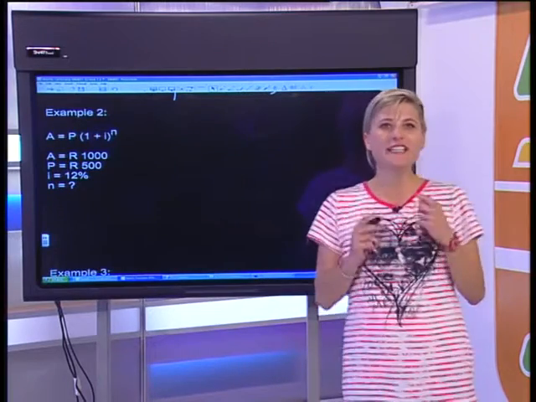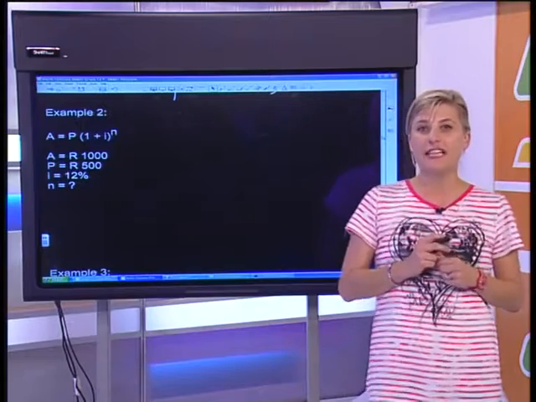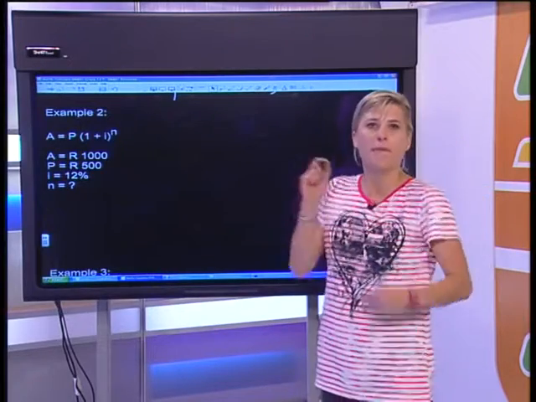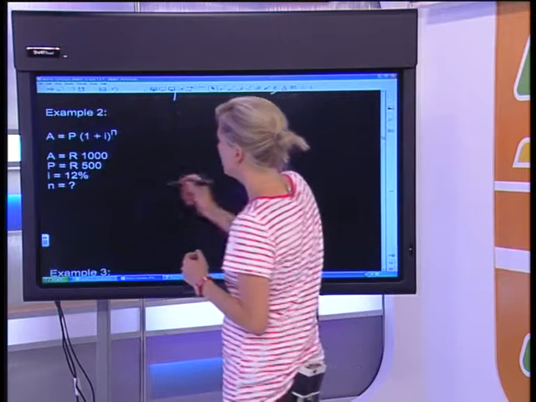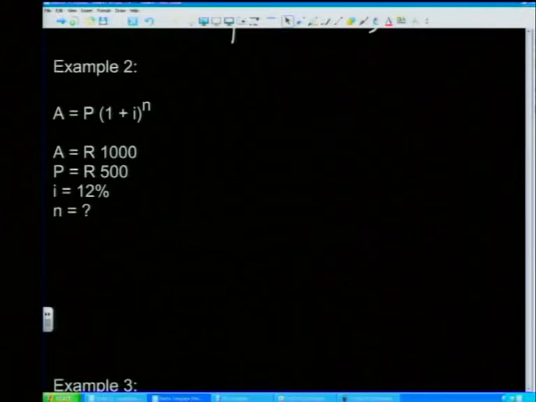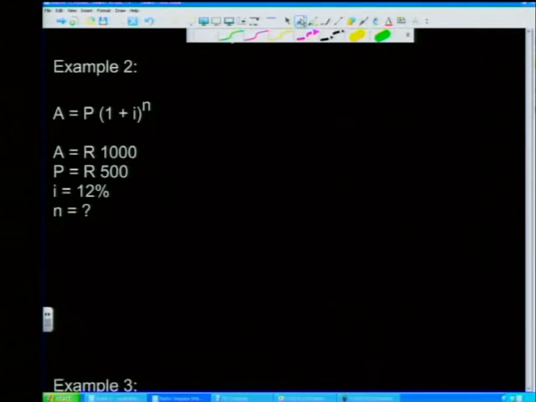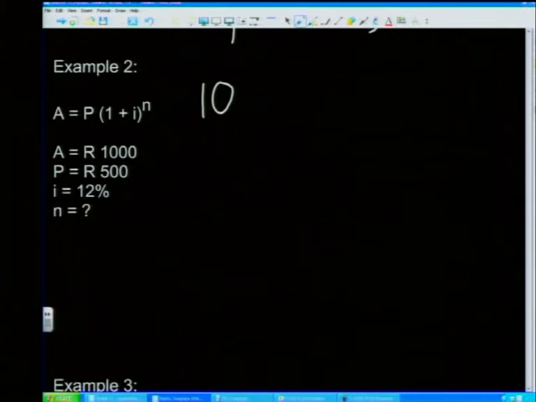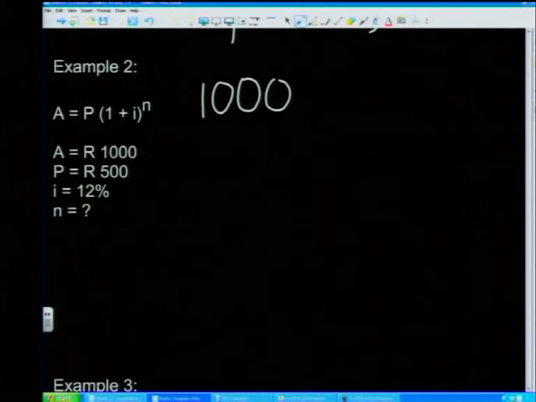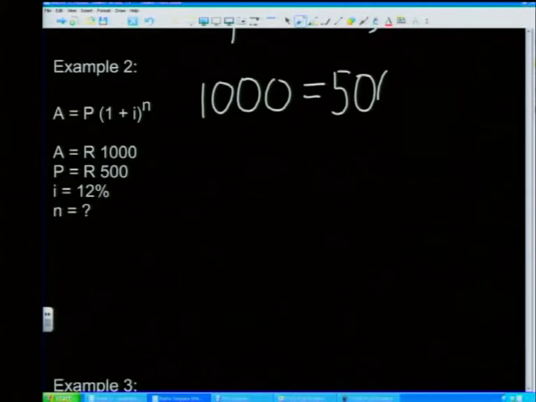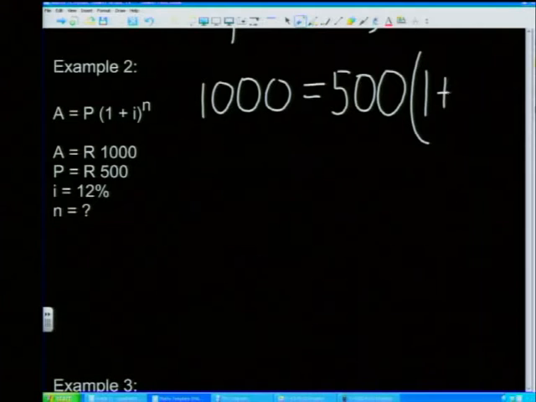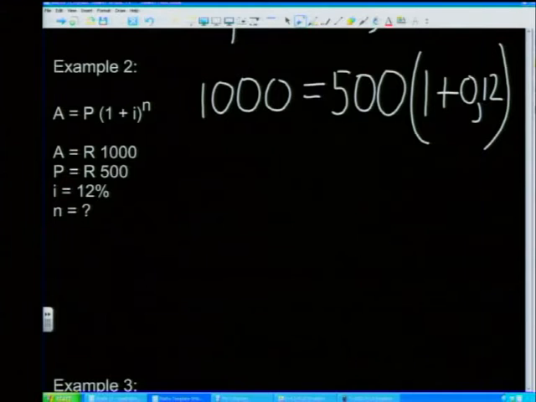Right, now, we're going to see that things get ever so slightly more complicated. I'm going to start off by just substituting into the formula. Right, so again, I'm going to say 1,000 is equal to 500. My interest, remember that it's as a decimal, so that's 1 plus 0,12, that's 12%. And my unknown n is now in the exponent.